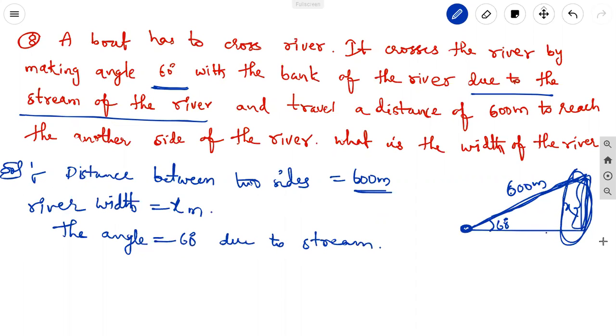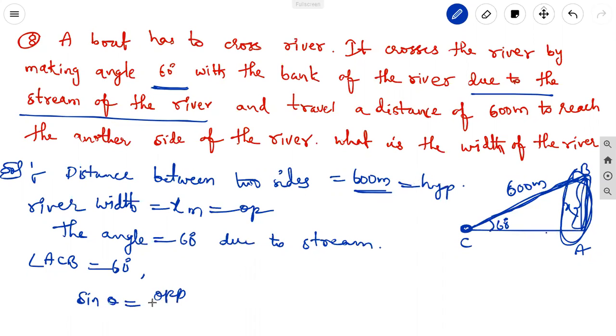We can take the width of the river as AB, the length of the river, suppose, BC, then AC is the horizontal line, meaning the angle ACB is equal to 60 degrees. Here from this figure, the 600 meters is the hypotenuse, the width is the opposite side, and the angle is 60 degrees. So which ratio is related here? Sine theta is equal to opposite by hypotenuse.